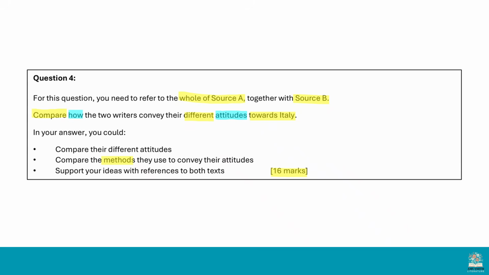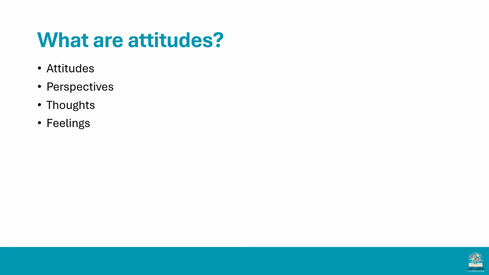Then we have some bullet points that remind us to compare their different attitudes, to compare the methods they use to convey their attitudes, and to support your ideas with references to both texts. So what we need to focus on here is methods, and the examiner is reminding us of it there. We have 16 marks for this question, so you're going to need to write a fair bit for it, and you've got about 16 minutes and definitely no more than 20 minutes to do your answer for this.